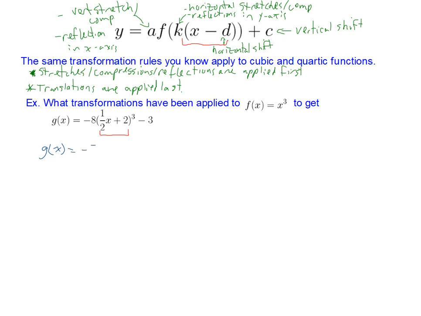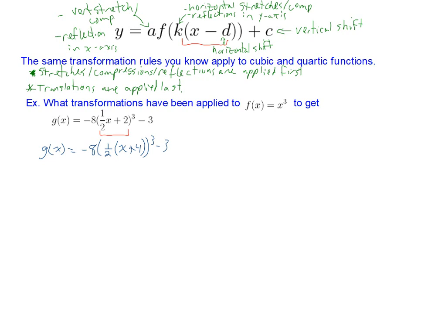So we'll have negative 8. We'll put that half out front of a set of brackets, and we'll divide everything in the brackets by a half. Half x divided by half is just going to be x. And then 2 divided by a half will give us 4. And we still have the cubed and the minus 3.